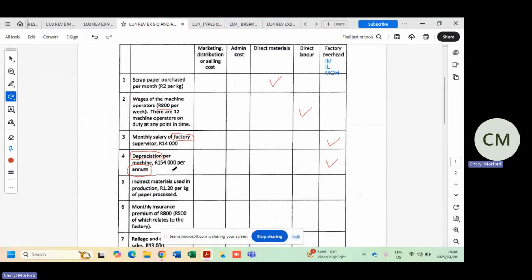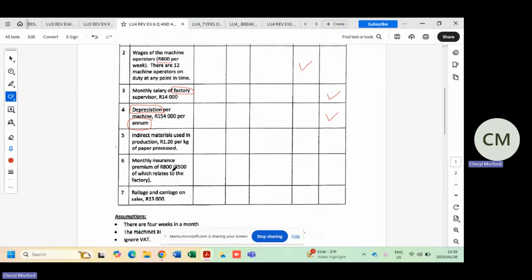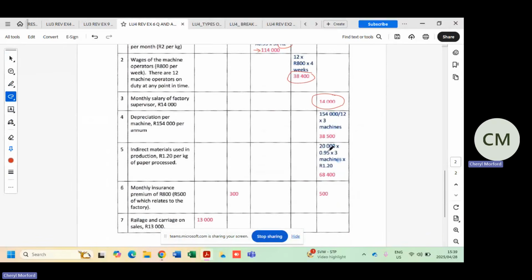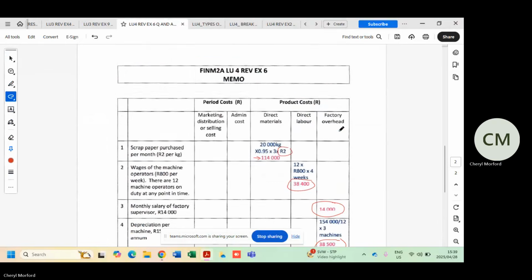So in fact, there's 2 things we need to do here. Step number 1 is to change the annual depreciation to monthly by dividing by 12. And then don't forget to multiply by the 3 machines. All right, so here we go. 154,000 divided by 12 gets me per month, times the 3 machines, total 38,500.